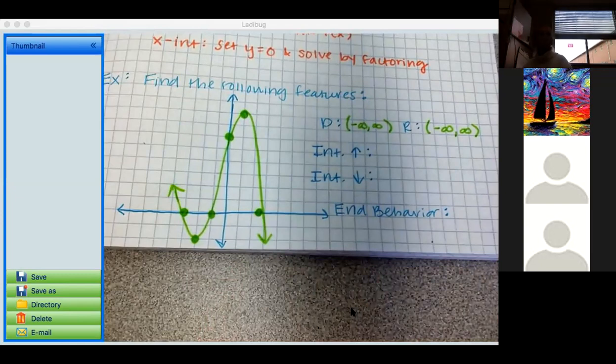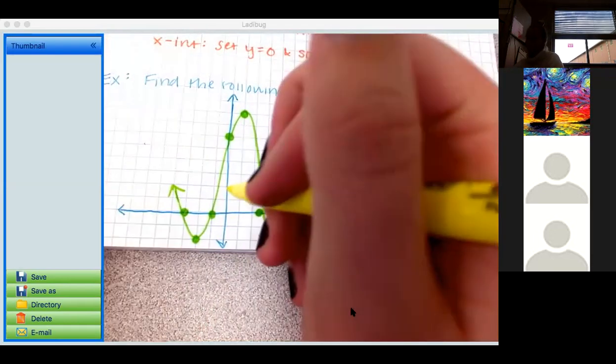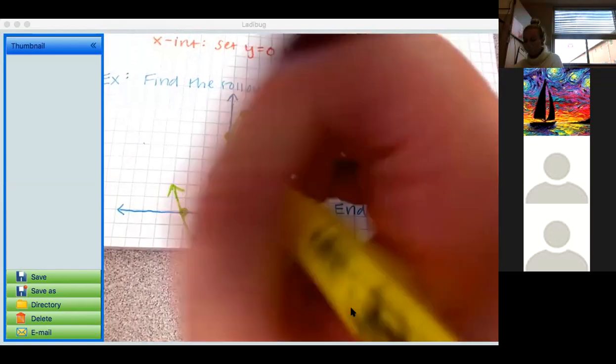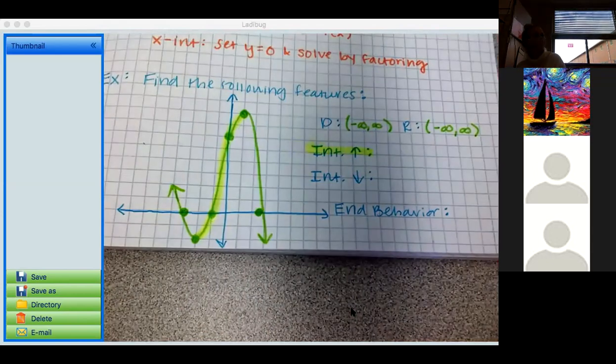All right, where is this graph increasing at? Yes. Good. Extra credit. Sorry, you looked scared. Why do you always look scared when I like point at you? I'm not a scary lady.